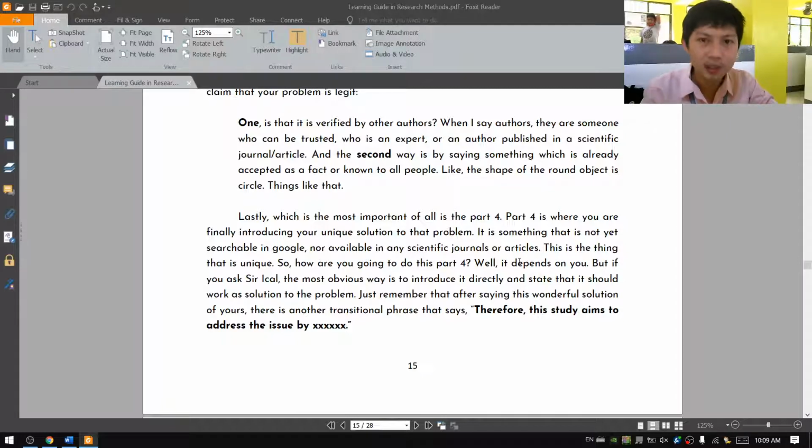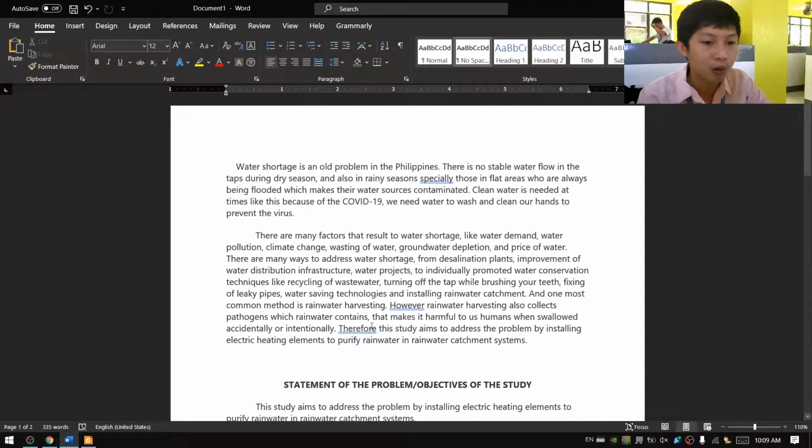So it really depends on you, but the background of the study always ends with this. Therefore, the study aims to address the issue by blah blah blah blah. Okay. So that's always the case in making the last part of your background. Okay, so tingnan natin. So let's check one example or one submission. Okay, so let's see if this is their part 1.